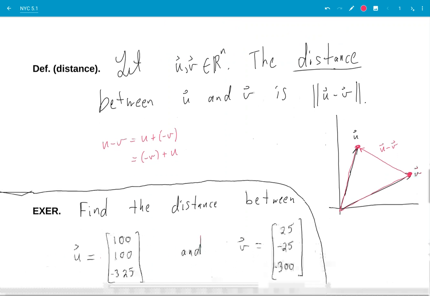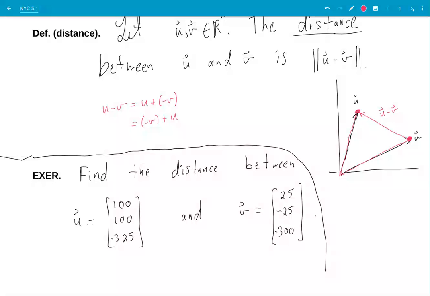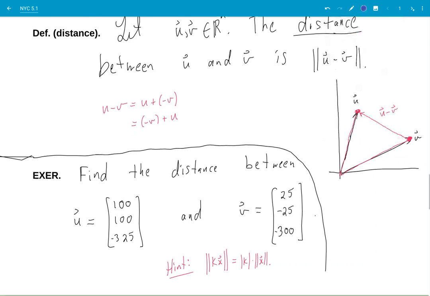Okay, exercise, I want you to try to find the distance between these two vectors. So I just use this formula. And, well, these numbers are large, so don't forget that k times a vector v can come out. Okay, so pause, copy, try. Okie dokie.